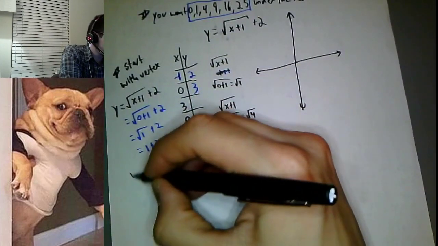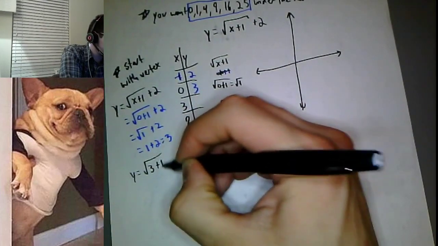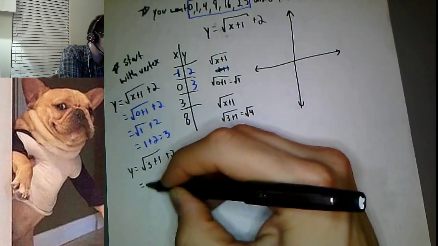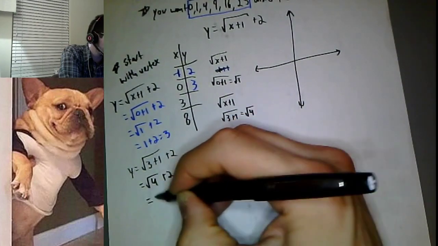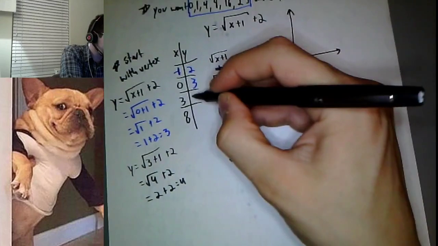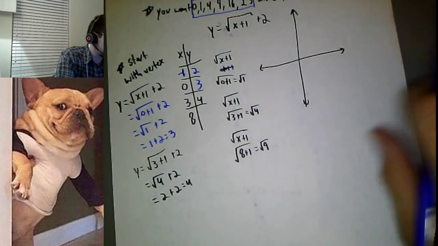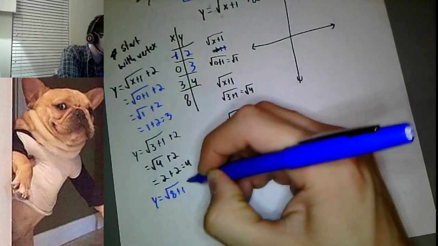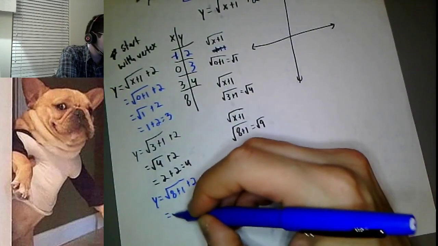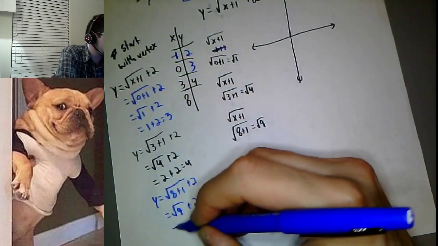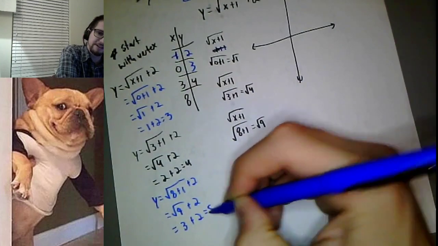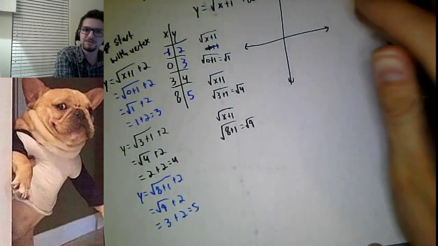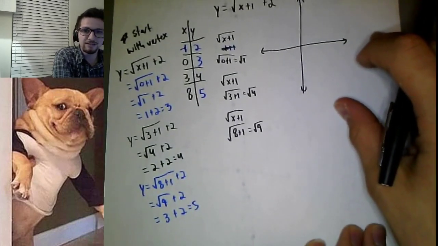Next one, if I plug in a 3, y equals the square root of 3 plus 1 plus 2. What's the square root of 3 plus 1? That's the square root of 4 plus 2. What's the square root of 4? 2 plus 2 gives me 4. Last but not least, 8. If I do y equals the square root of 8 plus 1 plus 2, that gives me the square root of 9 plus 2. What's the square root of 9? 3 plus 2 gives me 5. So, looks like I have my values. So, let's graph them.